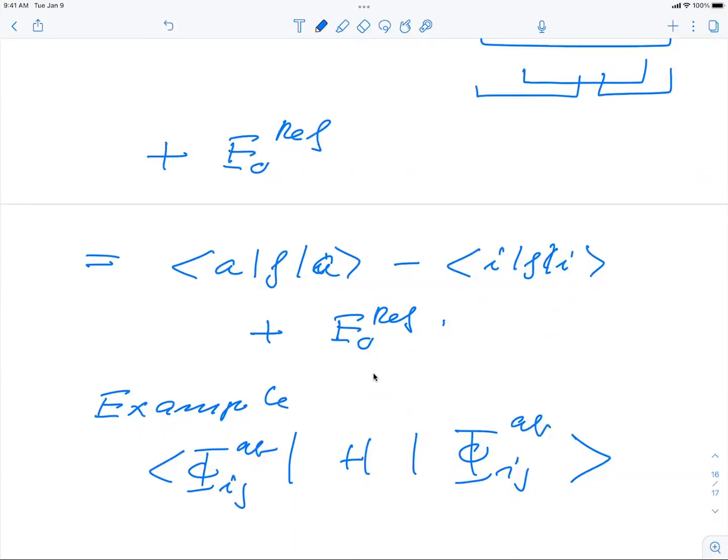And next week, we are going to start with full configuration interaction theory, and we're going to use this notation to rewrite the way we label the Slater determinants. Then we're going to set up a Hamiltonian matrix, which we can diagonalize. And that's going to be our first real many-body method.